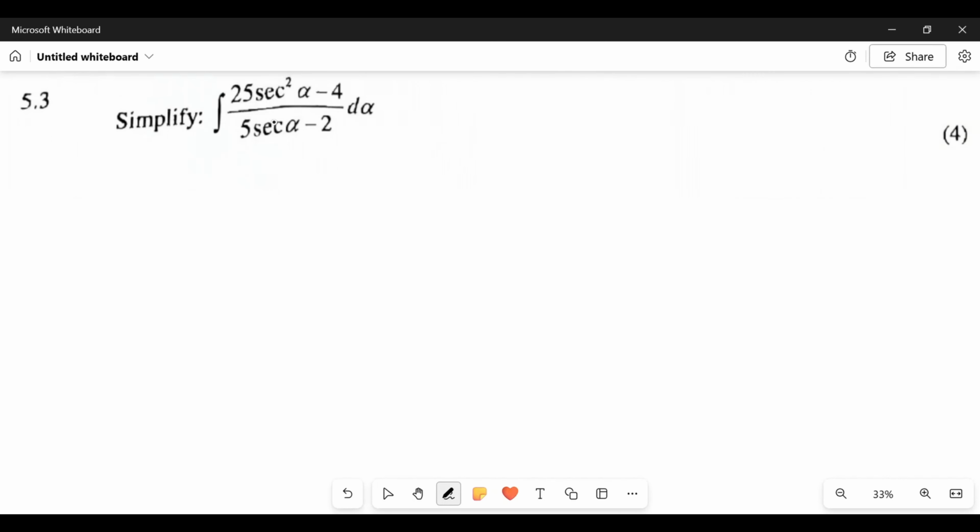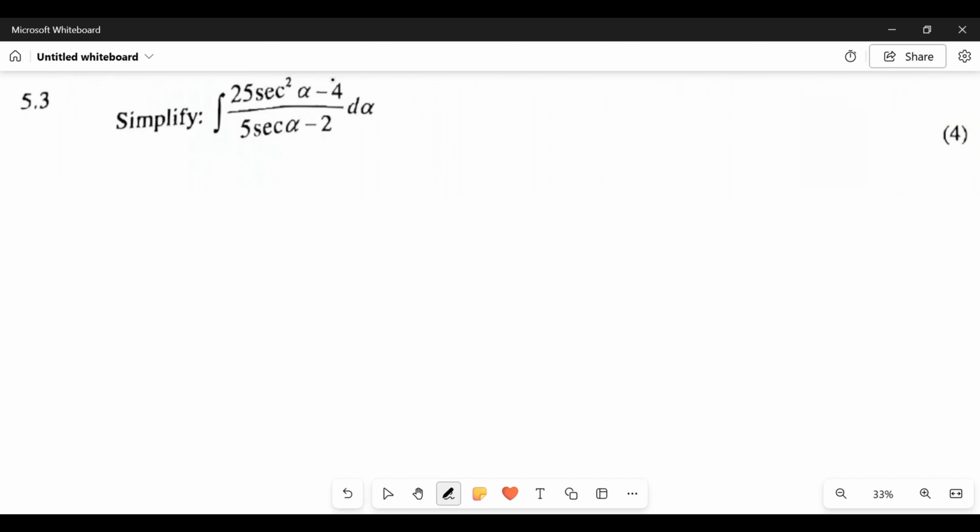This question is very simple, guys. They want us to simplify the following expression here, where we are given sigma of 25 sec squared alpha minus 4 divided by 5 sec alpha minus 2 d alpha. So we are actually integrating with respect to alpha. Now we need to simplify this further before we actually integrate.